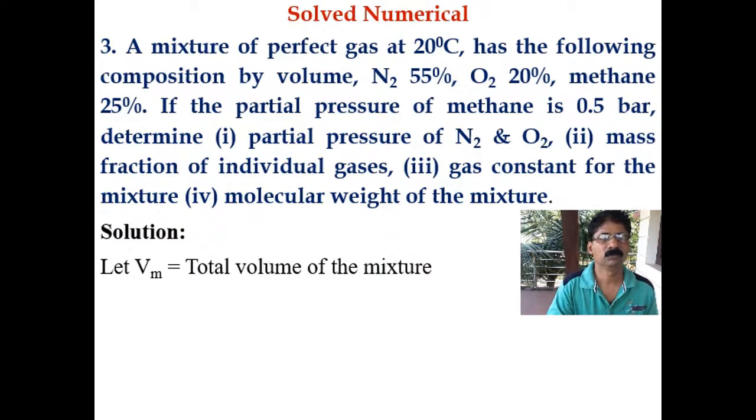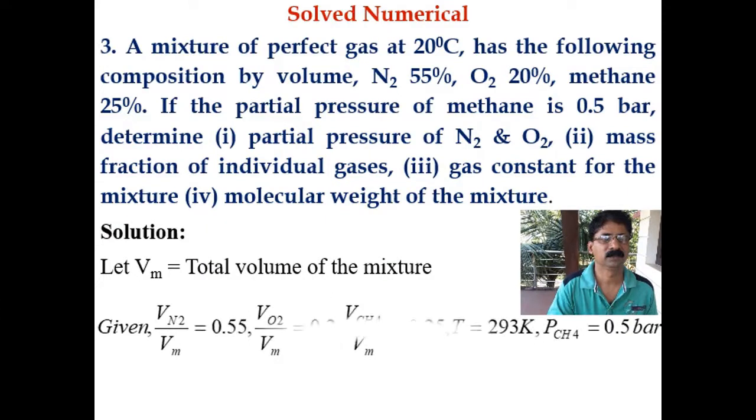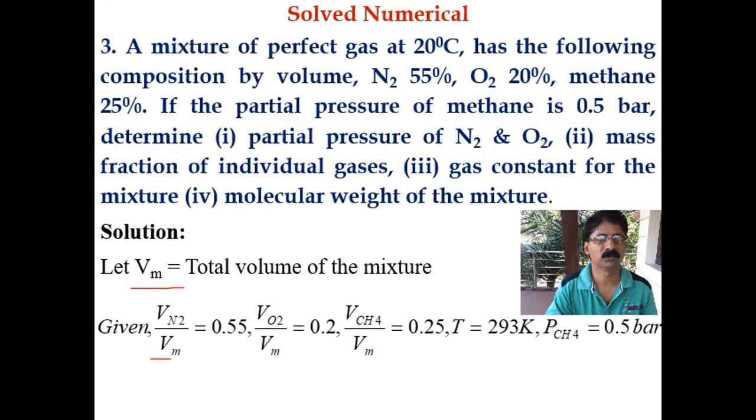So the total volume of the mixture is Vm. Then the volume fraction, which is also equal to the mole fraction, is nothing but the volume of the individual constituent gas by the volume of the mixture. For nitrogen it is VN2 by Vm, given as 55%, that is 0.55. Similarly O2 is 20%, that is 0.2. Methane is CH4, given as 25%, that is 0.25. And the temperature of the mixture is given as 20 degrees Celsius, that is nothing but 293 Kelvin.